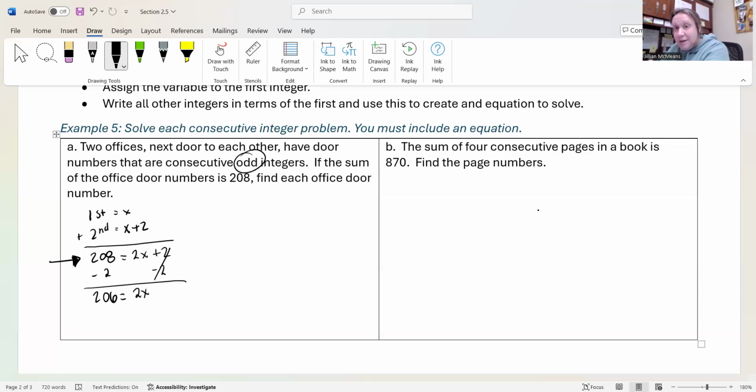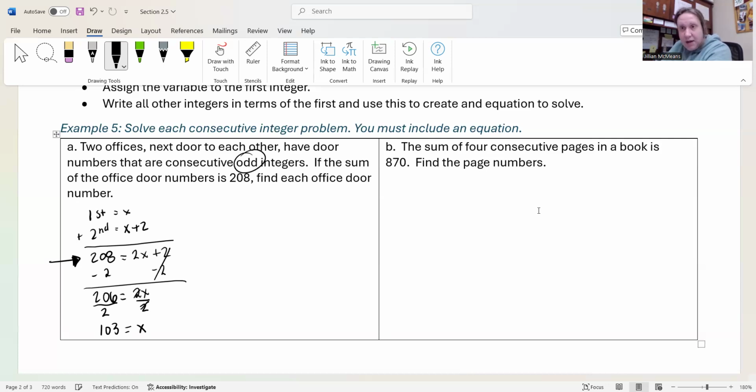I want to go ahead and get the x all by itself. So in order to do that, I need to divide both sides by 2. So undo that multiplication of 2 and x by division. So I divide by 2. To maintain balance, I divide by 2 again. On the left, we have 206 divided by 2, which should be 103. And then on the right, 2 divided by 2 is 1. 1 times x is x.